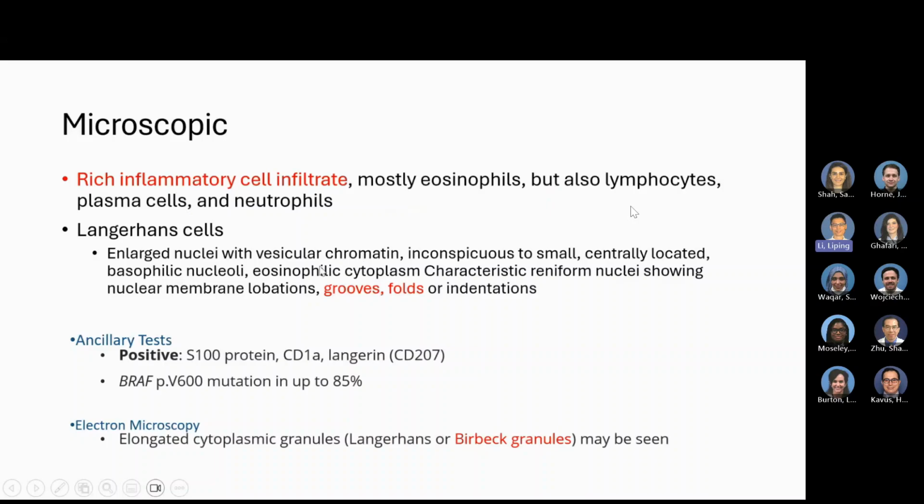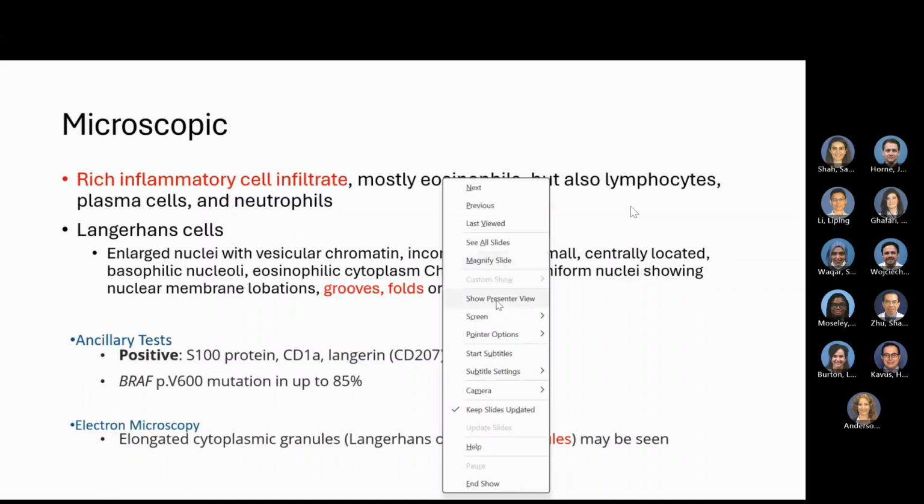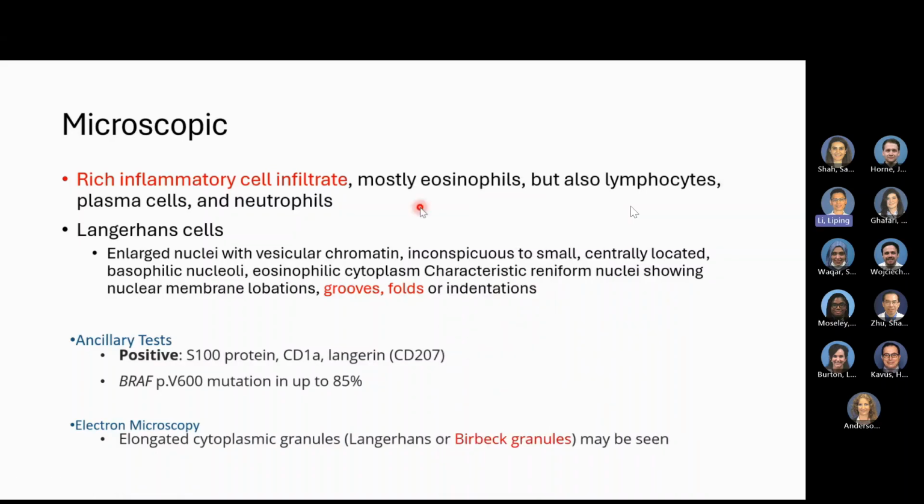So the microscopic feature, a lot of content here, but I just highlight the things we need to know. First is rich inflammatory cells, especially the eosinophil. And then at high power, we need to see the cytology feature of the Langerhans cell, especially that coffee bean, then nuclear groove and folds. And also the immunostaining is really helpful. That is S100, CD1a, and Langerin CD207 positive. And then the genetic marker is the BRAF V600E mutation in up to 85% of the patients. And then on electron microscope, there is the Birbeck granule.